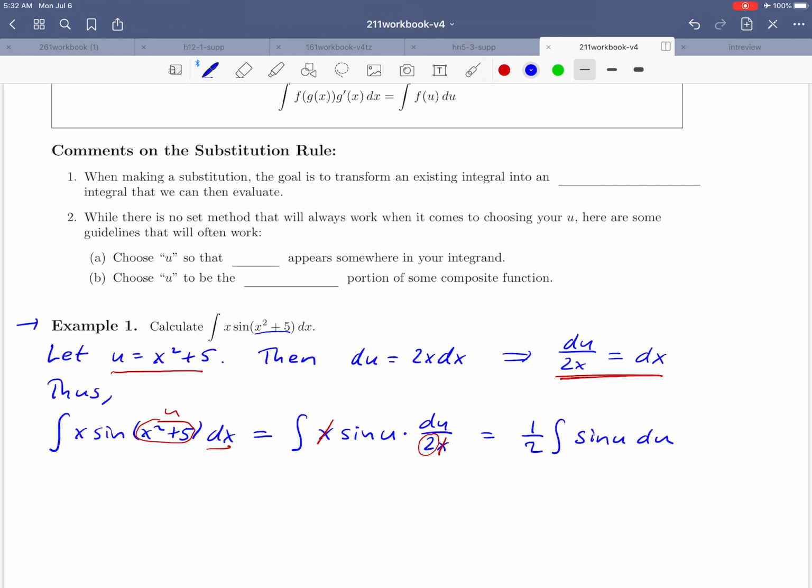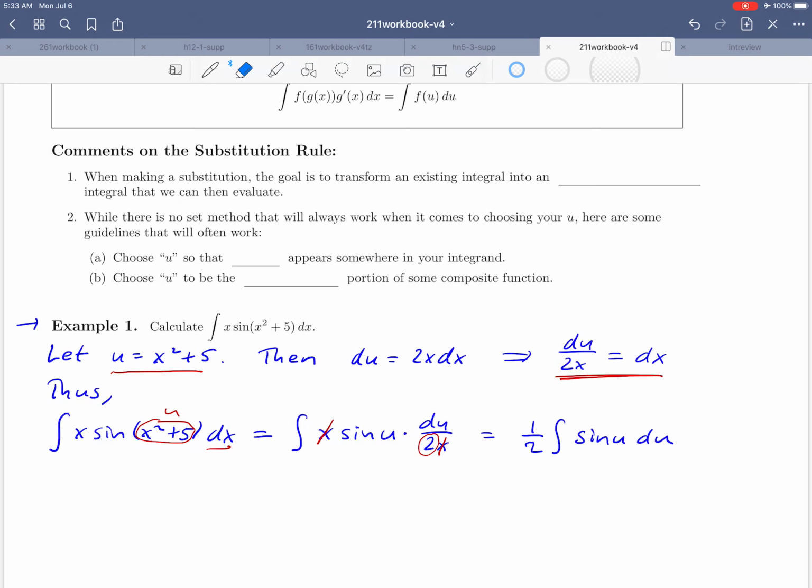Okay, so notice what we have so far. We have a new integral. Actually it's equal to the old integral, but we've just rewritten it. The new variable in our integral is u, and notice that it's quite a bit simpler than the one that we started with. It looks a lot better than the integral that we started with at the beginning of the problem.